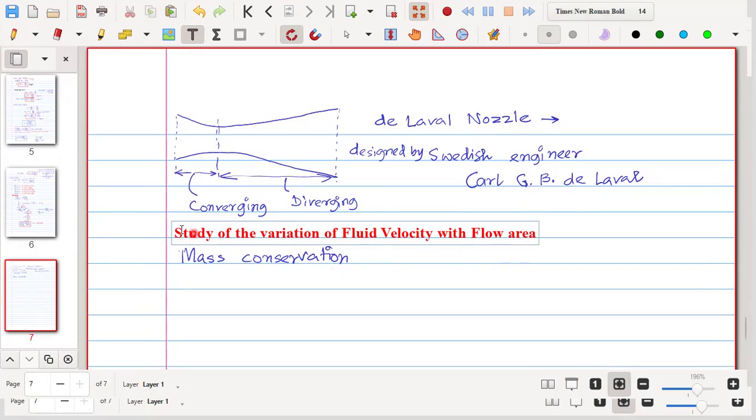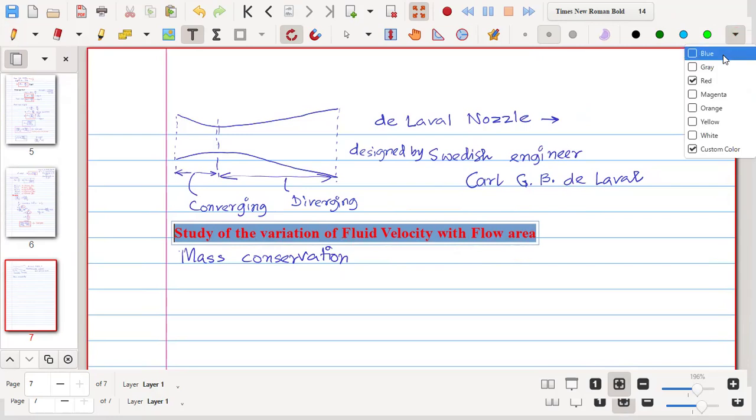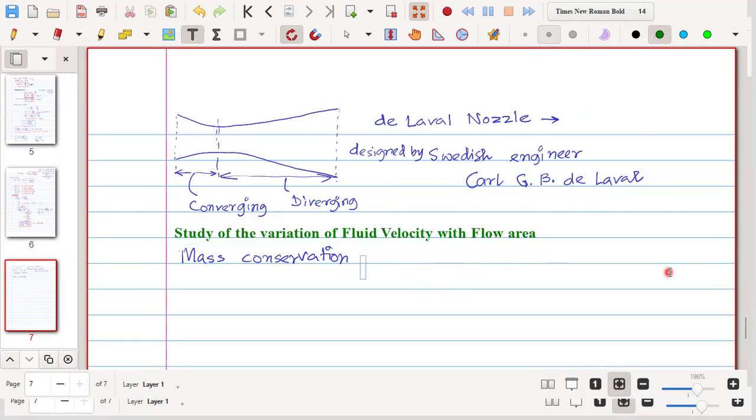So here we see that this is a variation of fluid velocity and flow area. So here it could be guessed that we need to study the mass conservation, because in the mass conservation we have the flow velocity and area both. So what is that mass conservation at any section?